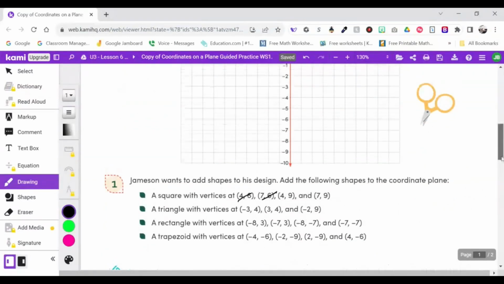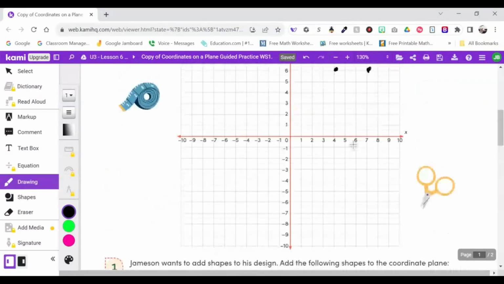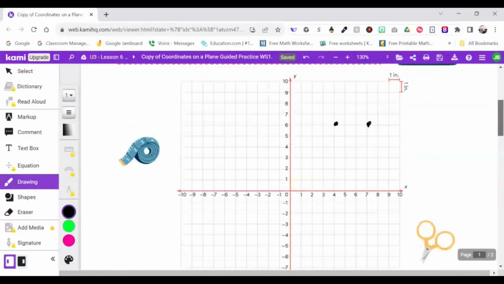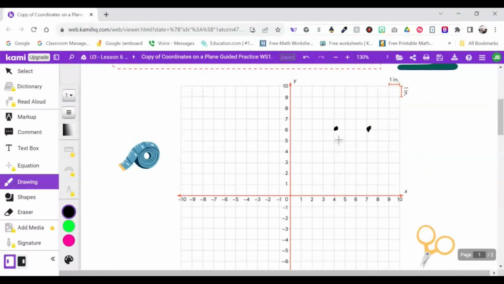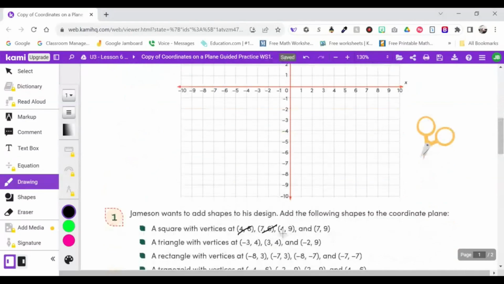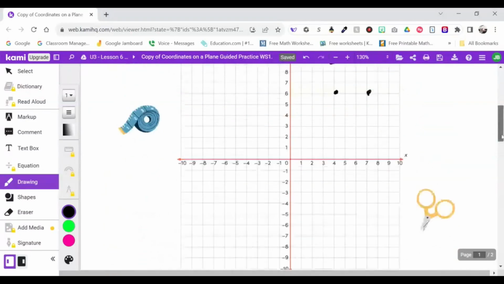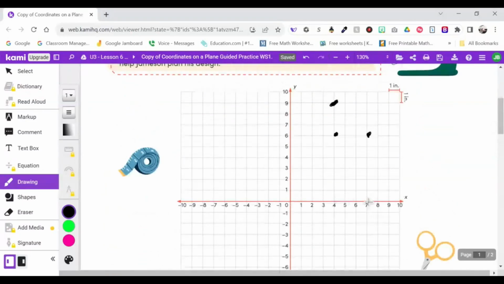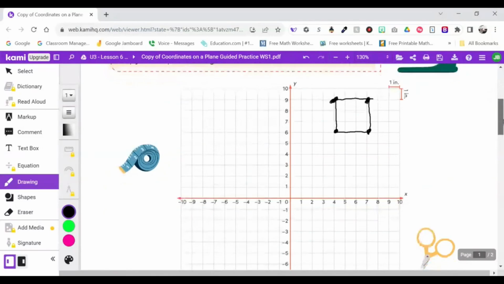The third point is at 4, 9. So we go to 4, 9. And then finally 7, 9. And so if we connect these, we get a square.